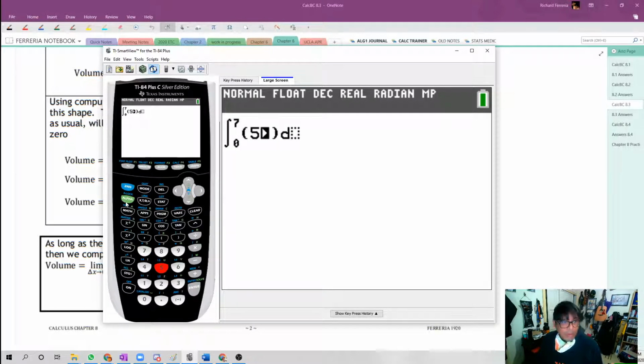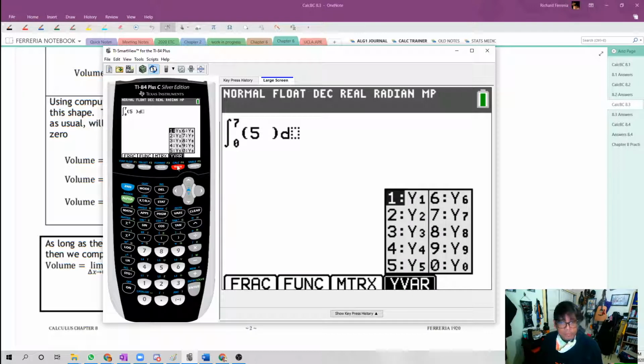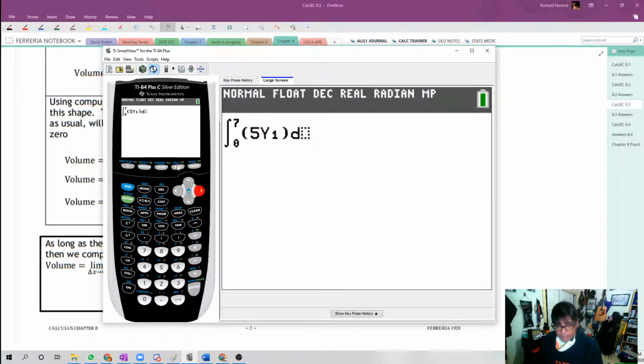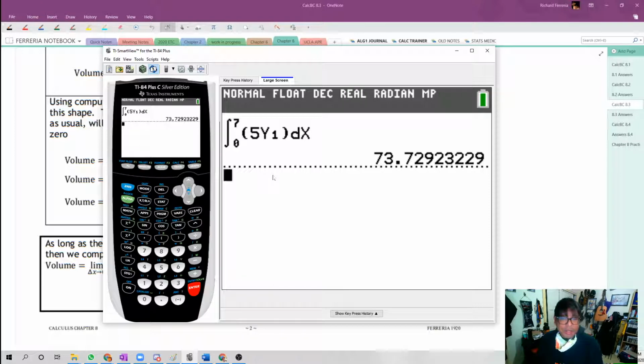5 times y1 multiplied by dx. Now, if I look at this one more time, this 5 is the length. This y1 is the height. And the dx is the width. So length times width times height. That's the volume formula. Let's integrate. 73.729. So that's the volume approximately of that integral that we set up, which was supposed to be kind of like the Han Solo frozen in carbonite.